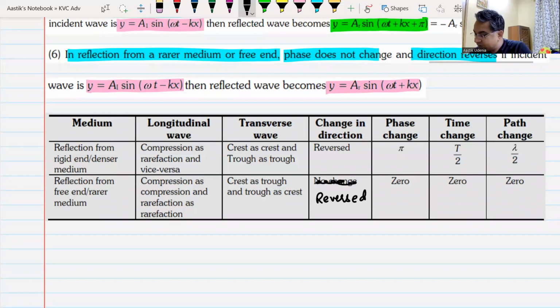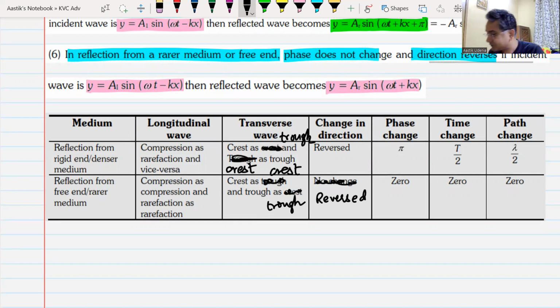I think everything has been written ulta. Crest will be going as trough and trough will be going as crest, and crest will be going as crest and trough will be going as trough. So things were written ulta.